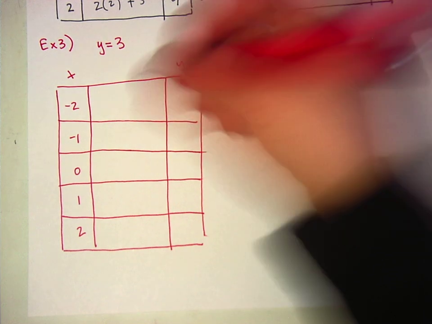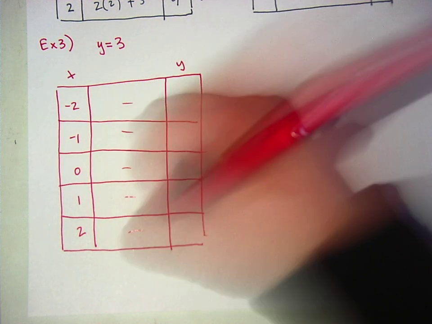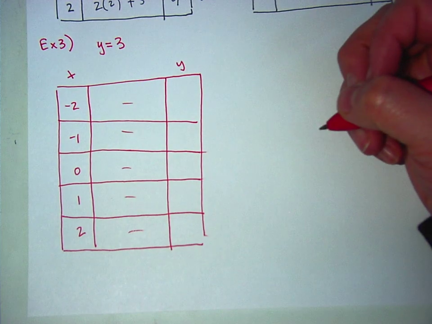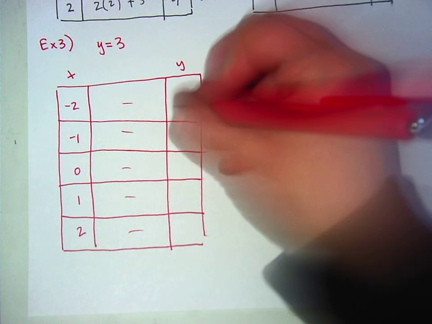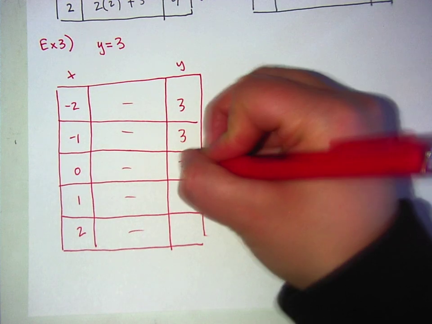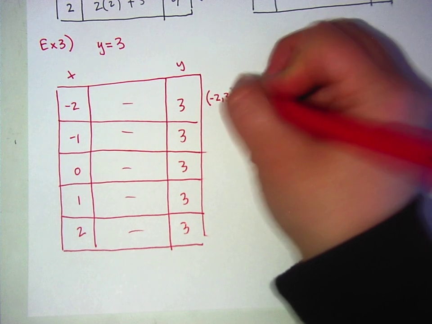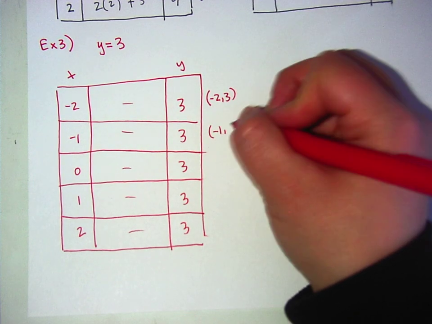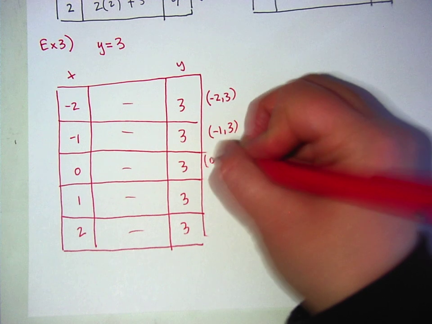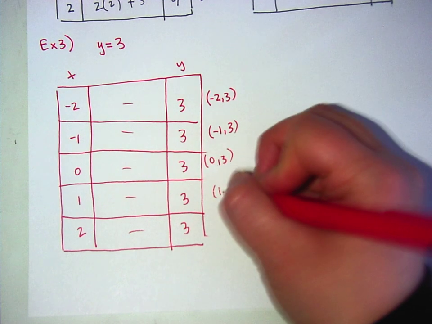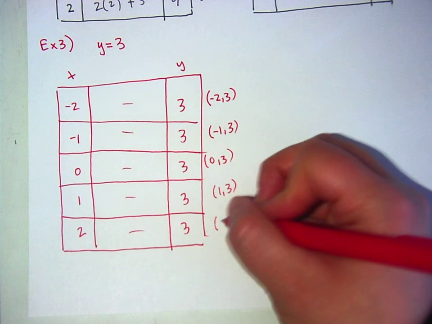Okay, so you're saying that basically there's no work here at all, right? We don't even have to plug them in? Because what is y always going to be? 3. And so what Cameron is saying is that the point will be -2, 3. The next point's -1, 3. 0, 3, 1, 3.